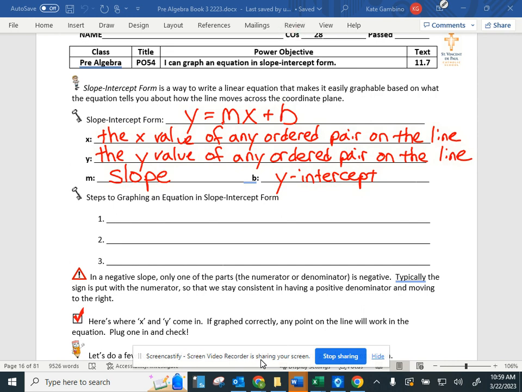First step. Here. Do we have all of this filled in? I want to move it up so we can see it better.